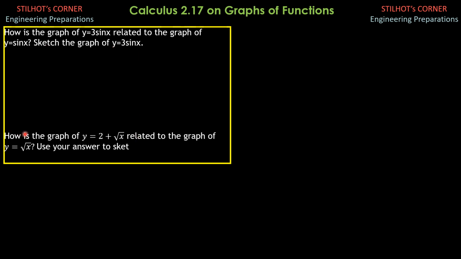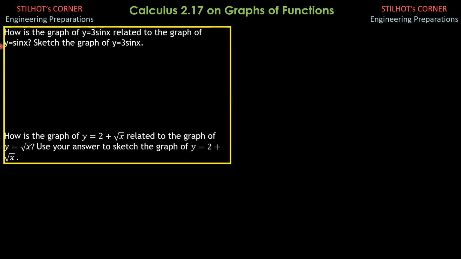Then for the second part, how is the graph of y equals 2 plus square root of x related to the graph of y equals square root of x? Use your answer to sketch the graph of y equals 2 plus square root of x. Of course, the relationship is that the original graph y equals sine x is stretched 3 units vertically. So it is just stretched 3 units vertically.